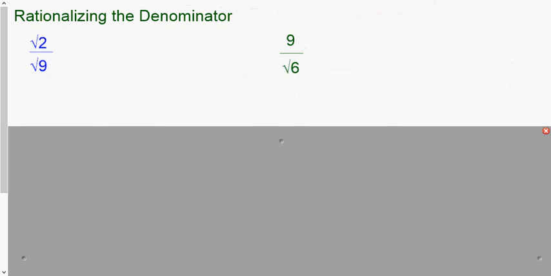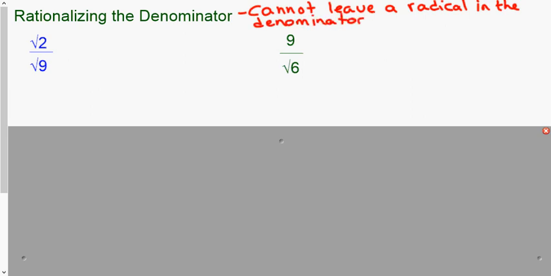All right, the last thing we're going to do is we're going to look back at fractions again, because we need to talk about rationalizing the denominator. You cannot leave a radical in the denominator. So the process of getting rid of that radical is called rationalizing. And so what happens is, to rationalize, we multiply by the radical over itself.